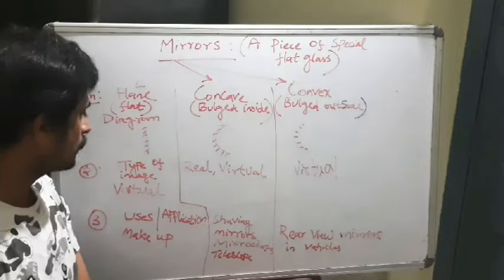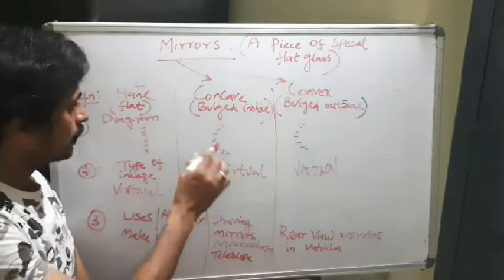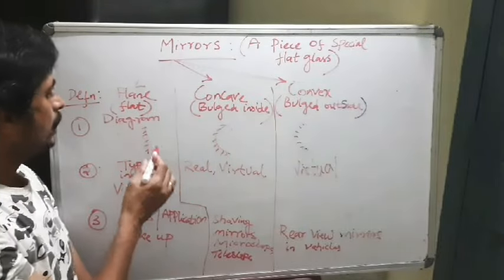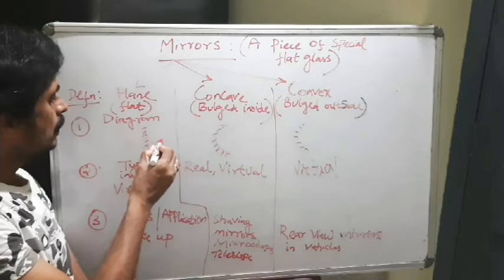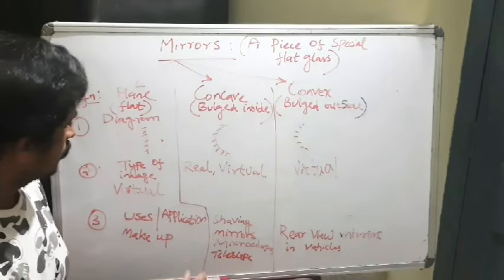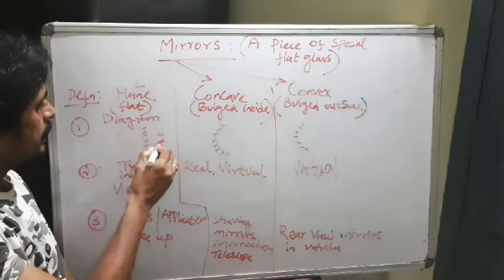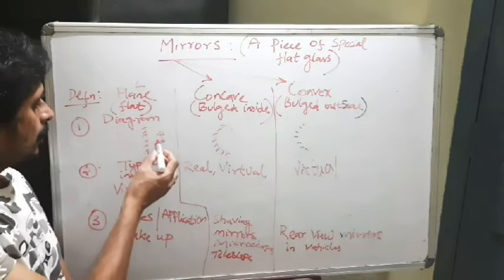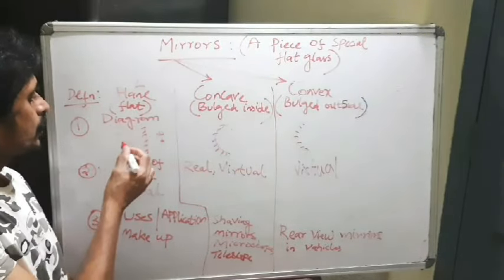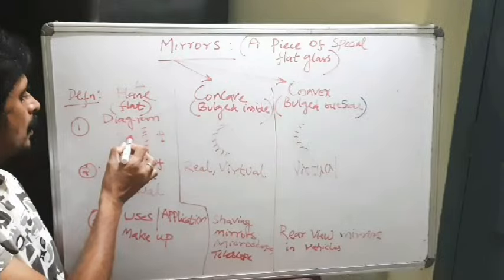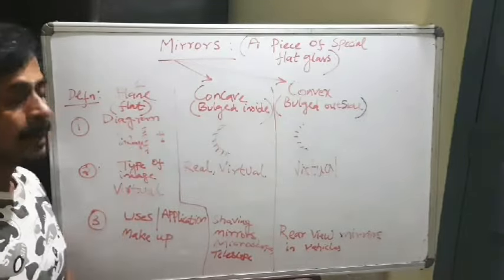Let me take an example for better understanding. Let us take a plane mirror. It is producing virtual images. What this means is that whenever an object is placed in front of the plane mirror, the image is always formed at the back side of the mirror.